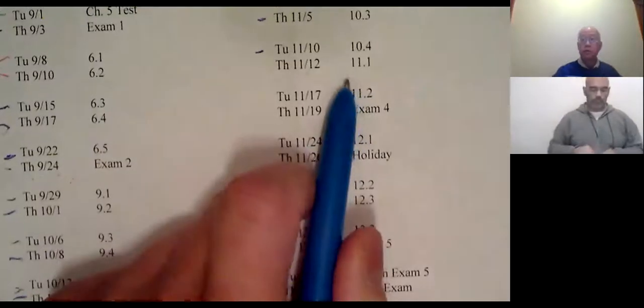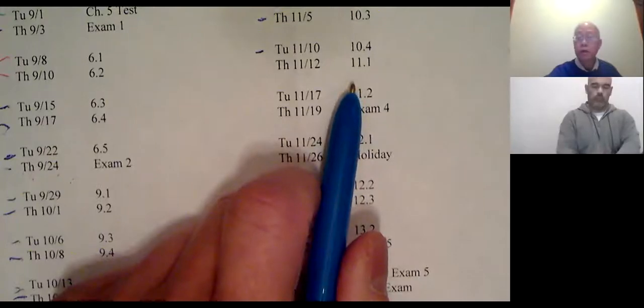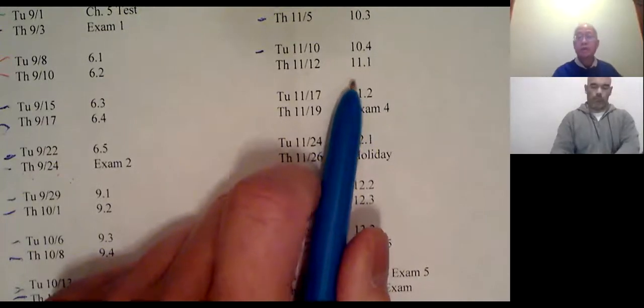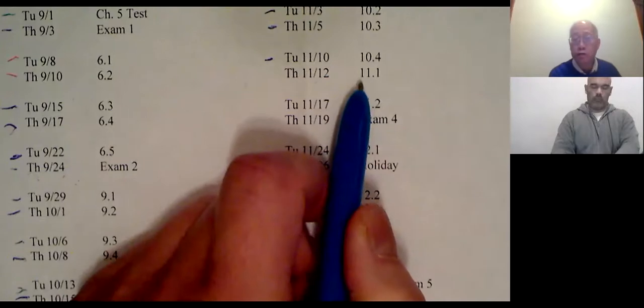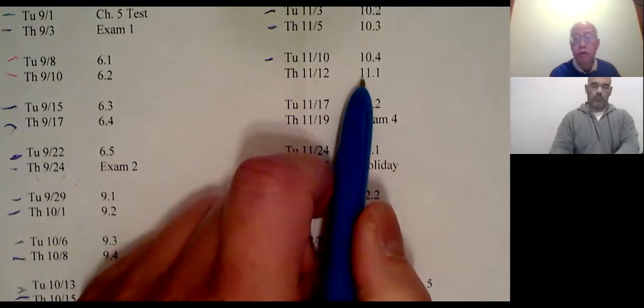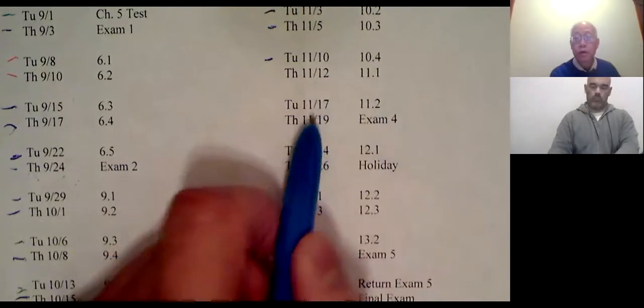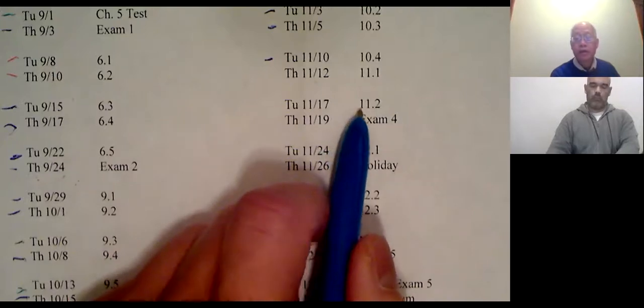Okay, so here's where we are. We're going to 11.1 today. The basic topic is the derivative of the natural log function. How do you take the derivative of natural log of x? And Tuesday, the new derivative is e to the x.